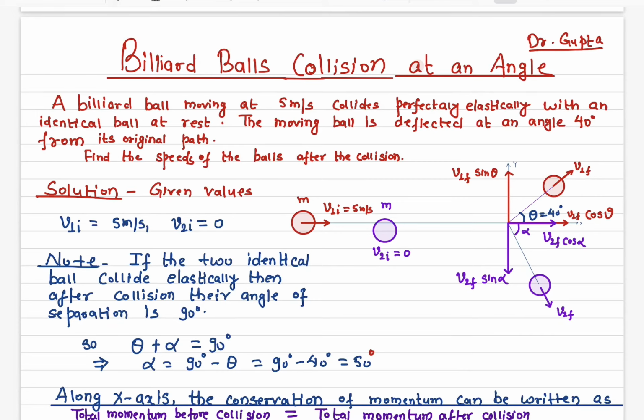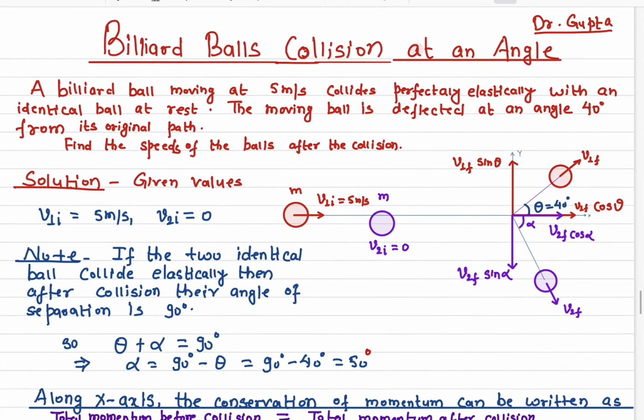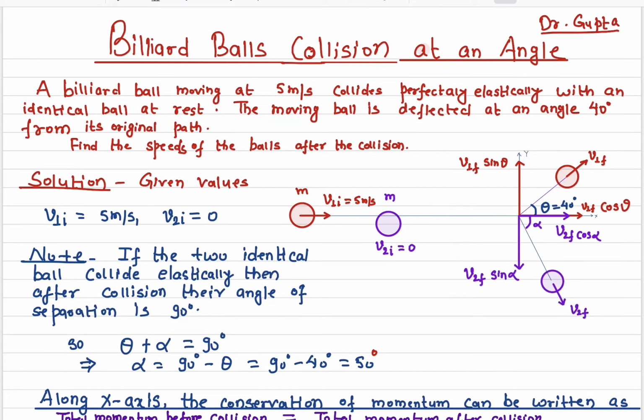Just by using the conservation of momentum, we were able to solve the collision of the balls. Okay, so this is it for the billiard balls collision at an angle.